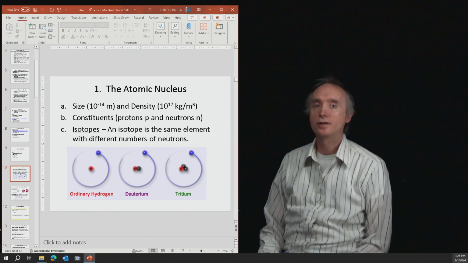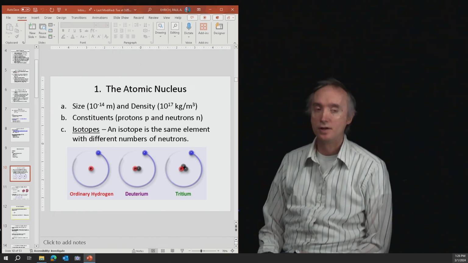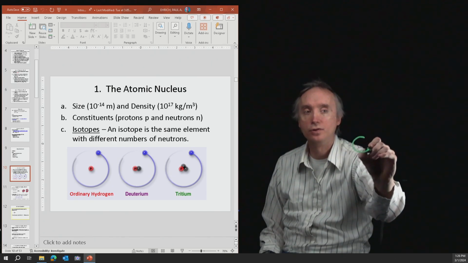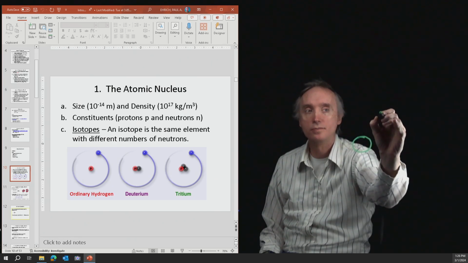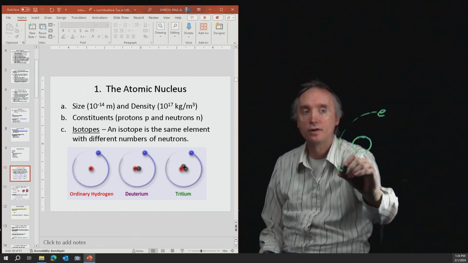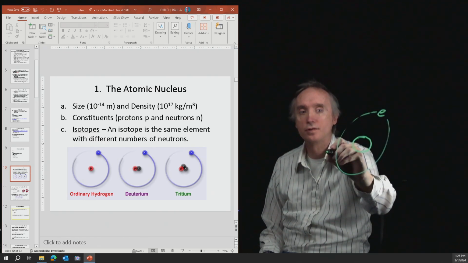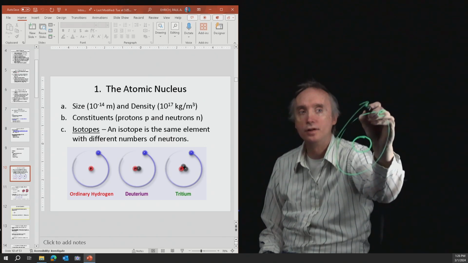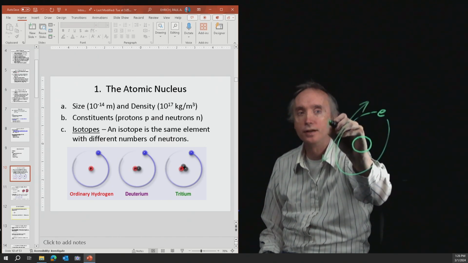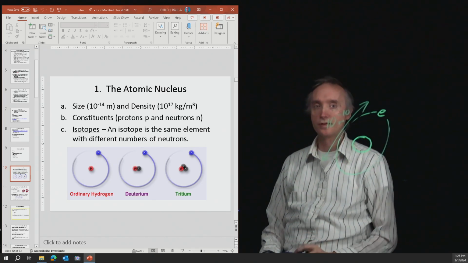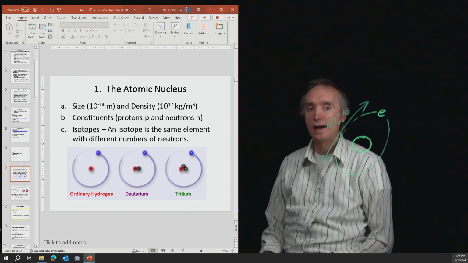We're going to start by talking about the atomic nucleus. And we'll begin by talking about the size of the nucleus. So if you recall, an atom is going to have a nucleus, and then it's going to be surrounded by electrons. So then the size of an atom, the distance from here over to here, is approximately 10 to the negative 10th meters. So that's the diameter of a typical atom.